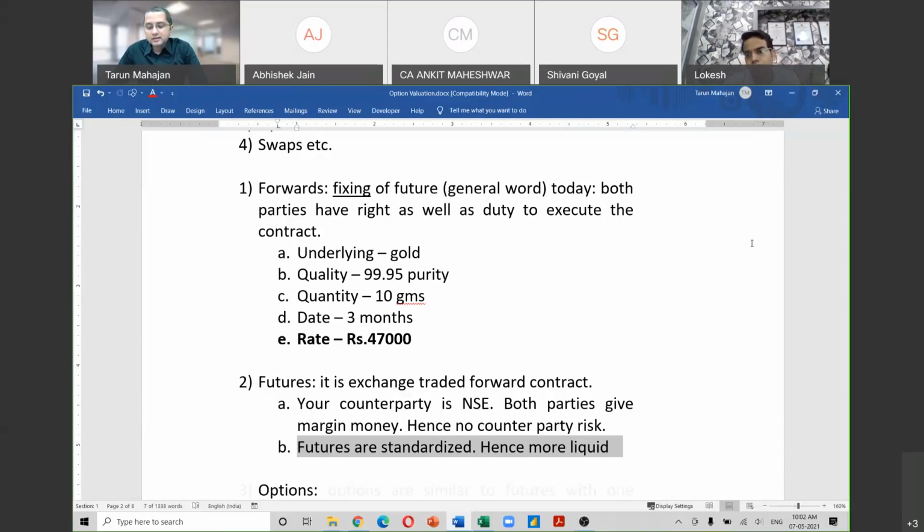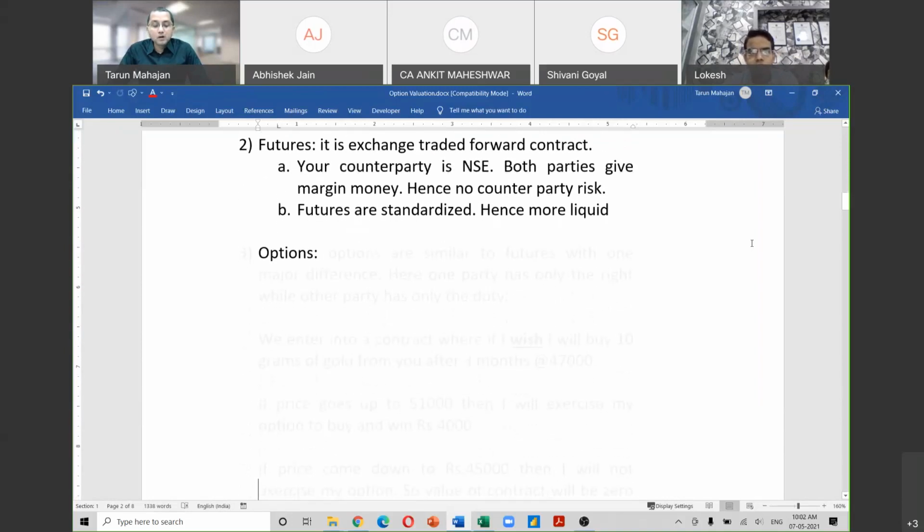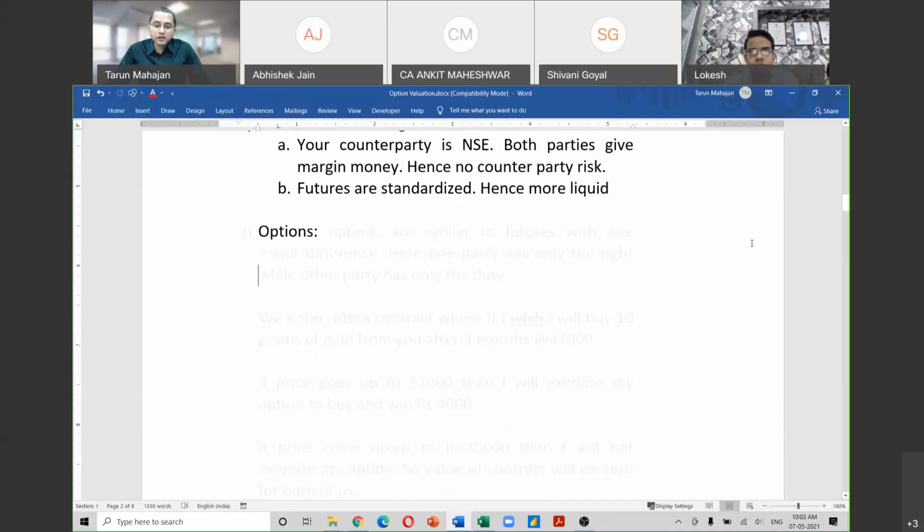So standardized contracts are liquid because thousands and lakhs of parties are available to deal in that contract. In future, you get rid of counterparty risk. In future, you get liquidity, which is not available in forward. Now, with this background, let's try to understand what are options.